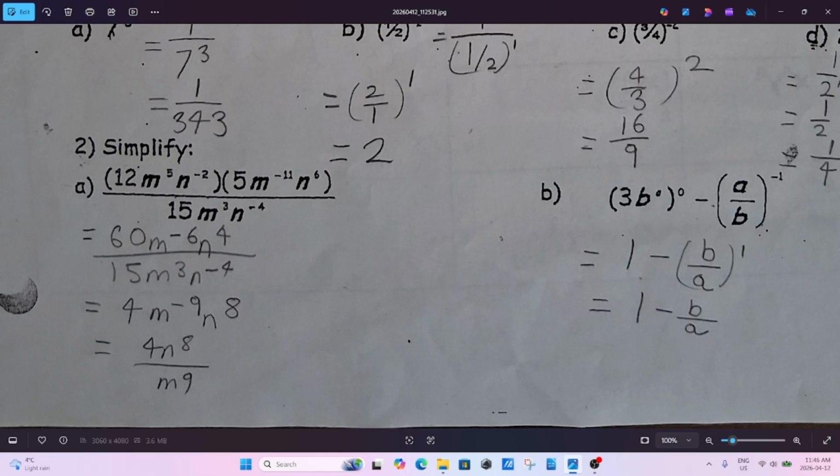So 60 divided by 15 is 4. And then we have m to the negative 6 and m to the 3. So we add those together. And whatever's on the bottom, we have to subtract. So we get m to the negative 9. And then we have n to the 4 minus negative 4, which gives us n to the 8. And that is equal to 4n to the 8 divided by m to the 9. So we put the negative exponents back into the denominator and make it positive again.